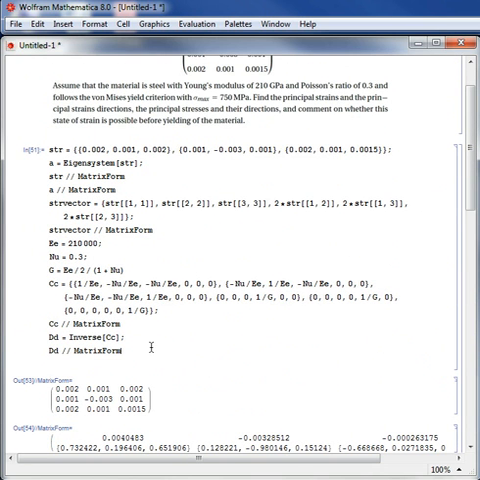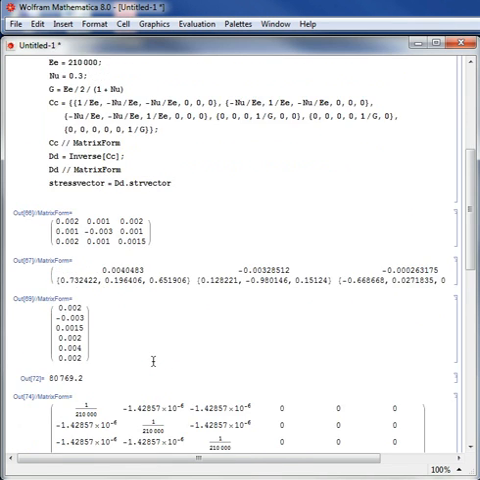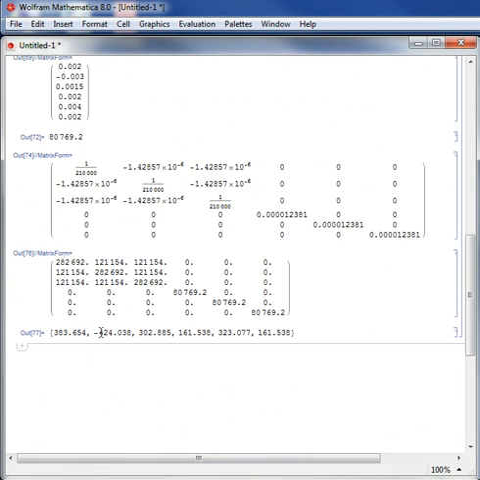To find the stresses, the stress vector is equal to the matrix D multiplied by the strain vector, and notice that I'm using the dot to multiply the matrix by a vector. Shift enter, and here's my stress vector. This is sigma 1 1, sigma 2 2, sigma 3 3, 1 2, 1 3, 2 3.